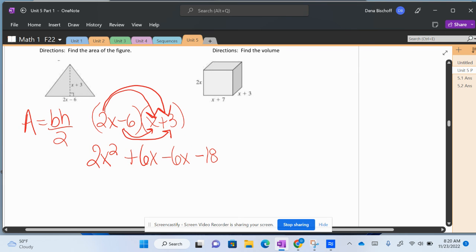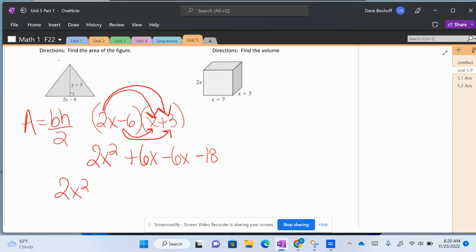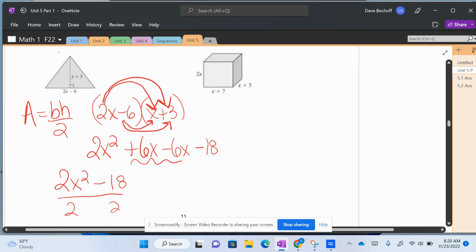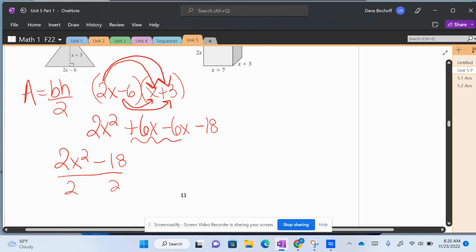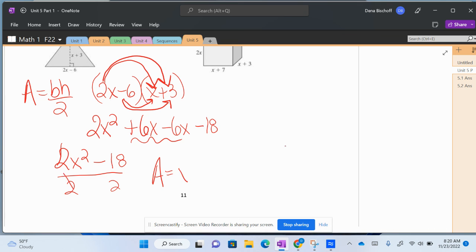I'm going to combine like terms. So when I combine like terms, I actually have 2x squared. These cancel each other out. 6x minus 6x is 0. So I have 2x squared minus 18. And now I'm going to divide by 2. That means both numbers get divided by 2, right? So my area is actually x squared. 18 divided by 2 is 9. x squared minus 9. Okay? You guys good with that one?